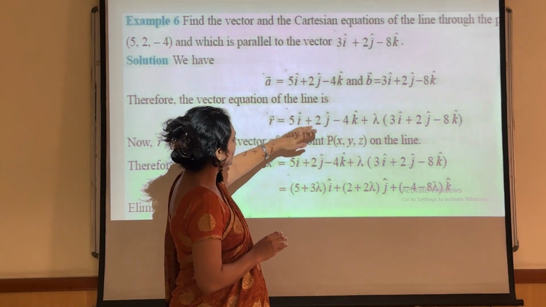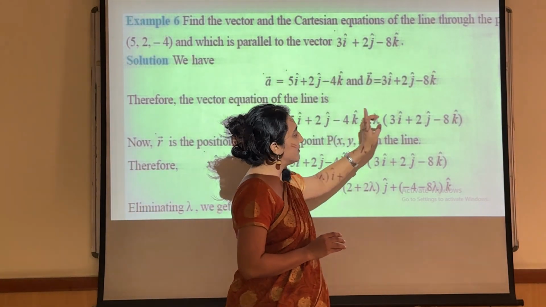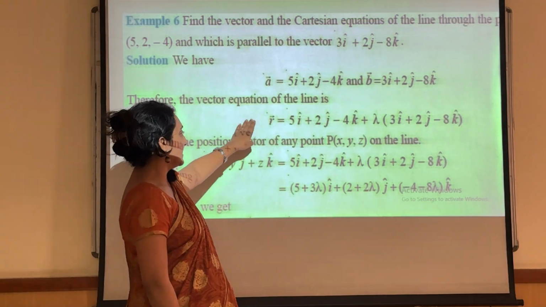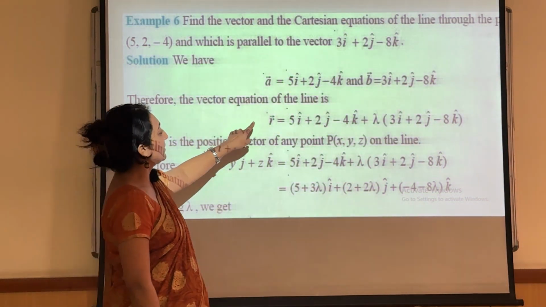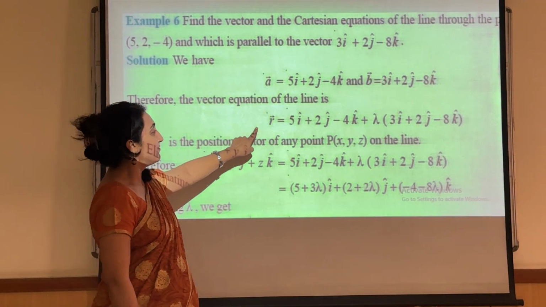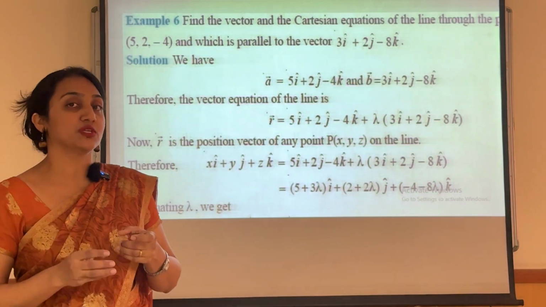Vector A we have written, we are keeping the vector A as such, plus lambda times vector B which is given to us, we are putting it there, and the equation is done, right? The only thing is, now what is vector R? That I will write. Vector R, as we said, is the position vector of the arbitrary point.